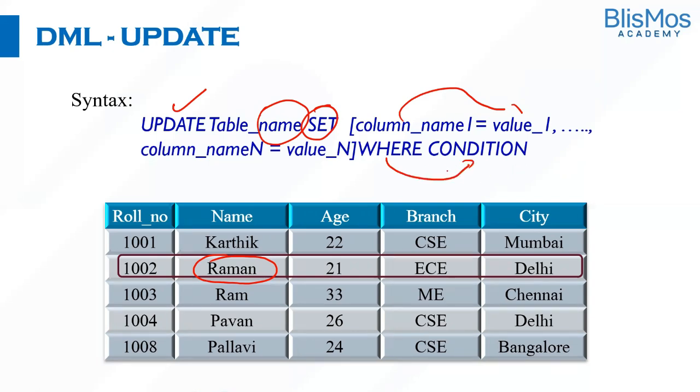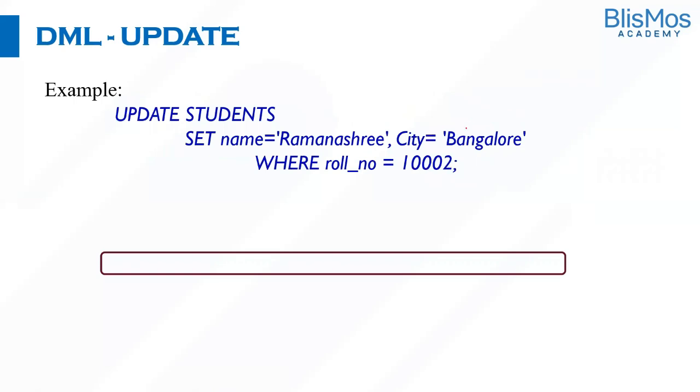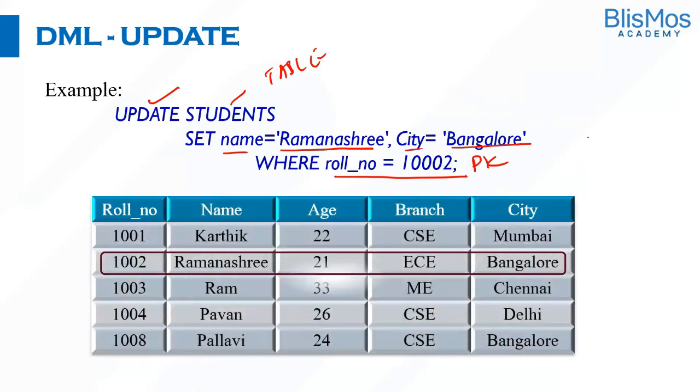In this case, if I want to update Raman, we'll say update, this is the table name, and we'll say set name to Ramanasri and city to Bangalore. And obviously you need to provide which record you want to update. That can be done by specifying the primary key. After running this command, we'll get this particular record updated. Raman has been changed to Ramanasri and the city has been changed to Bangalore.